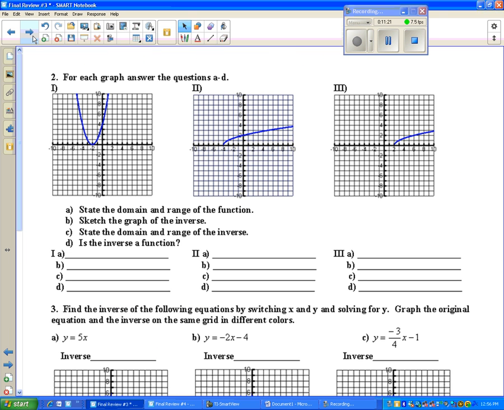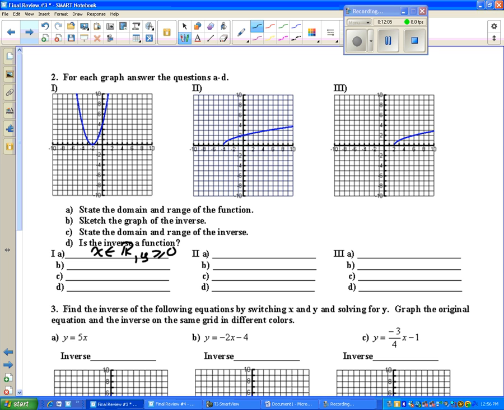On the back, for each graph, answer the questions A through D. Sketch the domain and range of the function. My domain, my x's, again, this goes off forever in the right. This goes off forever to the left. So I know that x is an element of all real numbers. What about my range? My range, well, that's my y's. I'm never going to have a y down here. So it's going to be y's that are greater than or equal to 0.